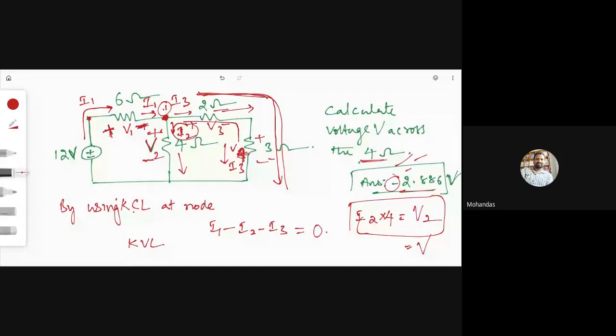So this is the way to solve this problem. Try to solve this homework problem. I will ask for the answer in the next class. Please give our attendance.